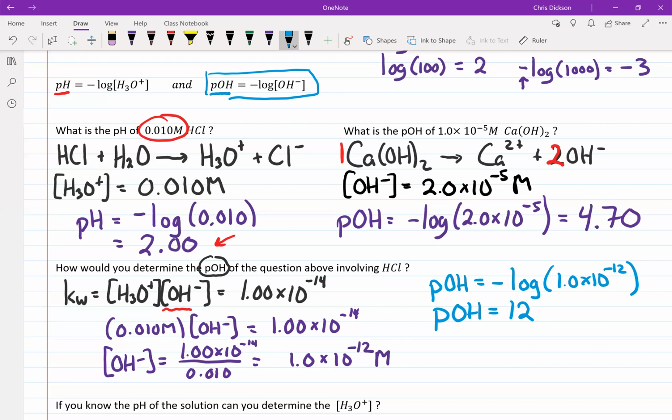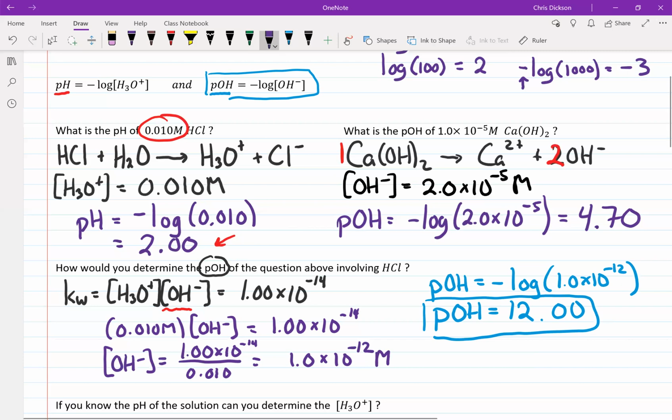But what I would like you to pay attention to is the number we got here for the pOH and the number we got for the pH, this being 2 and the other one being 12. There's something unique about those numbers that we're going to revisit. But using Kw is a good way to figure out one of the ions you don't know, and then from that you could figure out pH and or pOH.